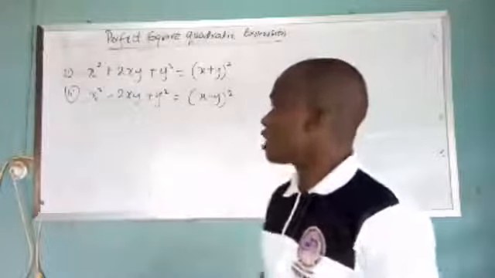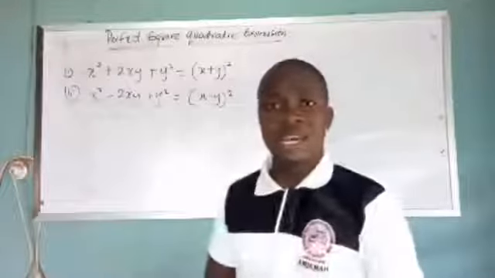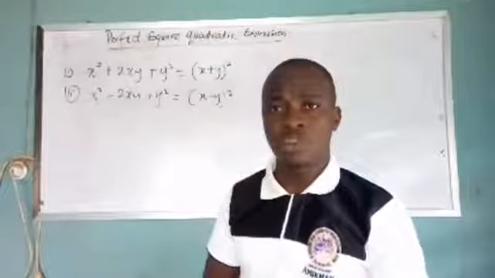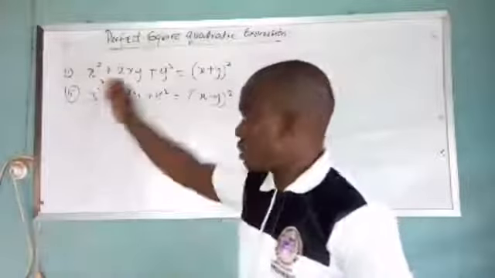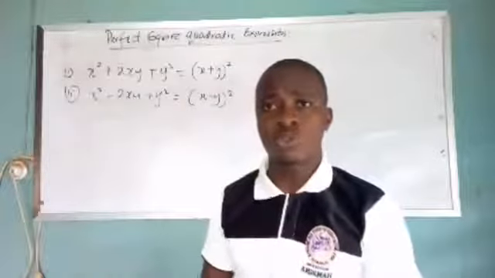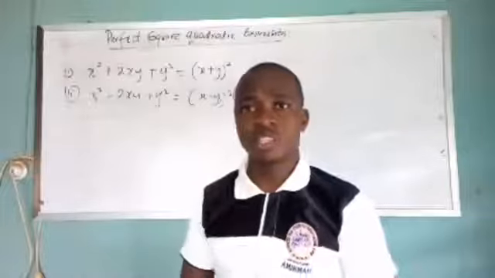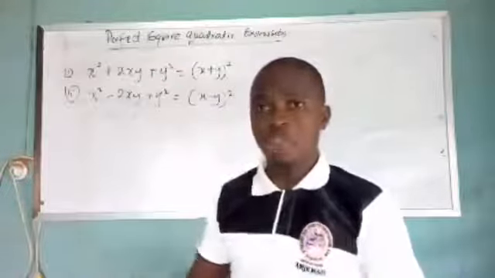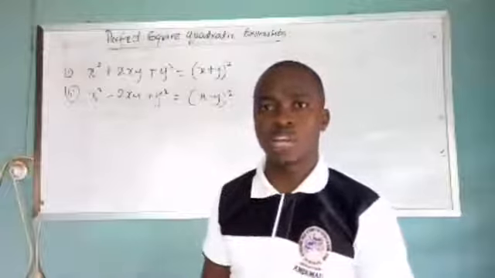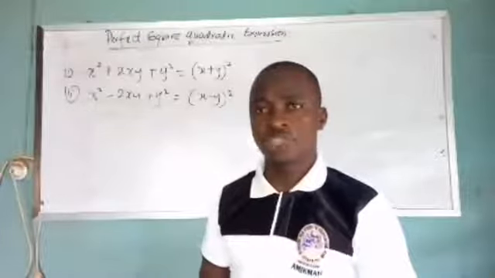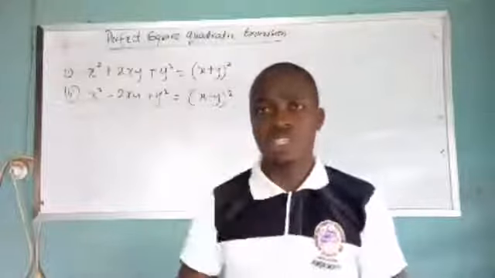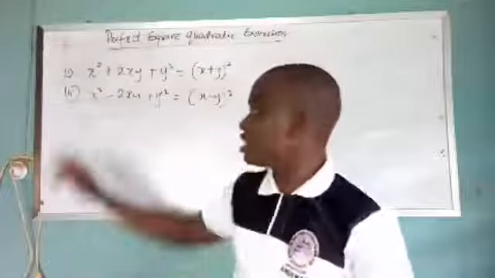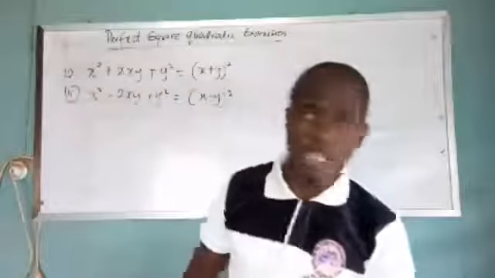Now there are two conditions to know before you can affirm that an expression is a perfect square. I will list out the two conditions. I want you to jot them down, because of the time I won't have more time to be writing on the board, so take out your notes and jot. Two conditions must be met before you can say this is a perfect square.